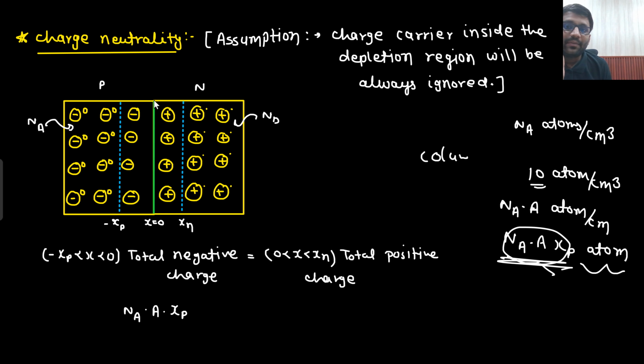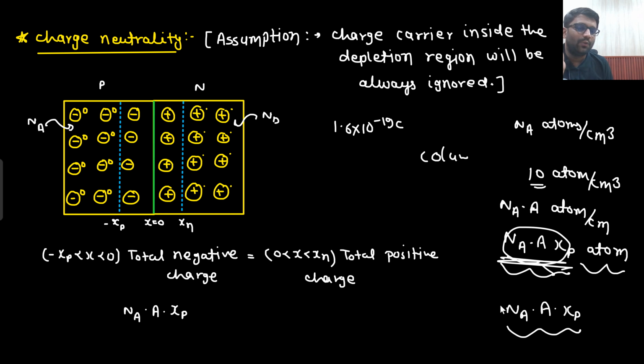Now each atom is giving you one negative charge. That means this many atoms would give you this much negative charge. But this is the count of atoms, no? One atom would give you a charge of 1.6 into 10 to the power minus 19 Coulomb. So this many atoms would give you a charge of, multiply with q. So this much negative charge you are having here. Are you able to understand this equation?